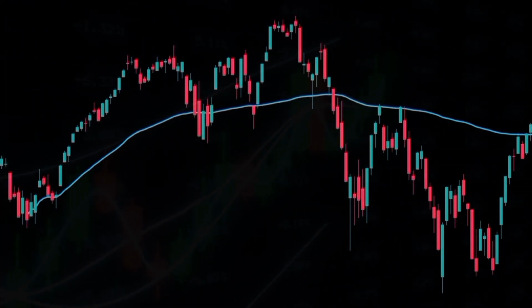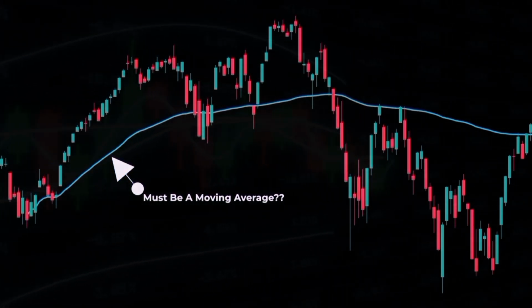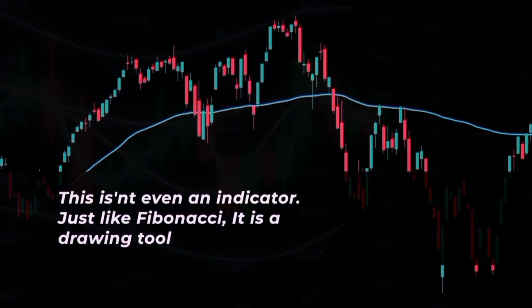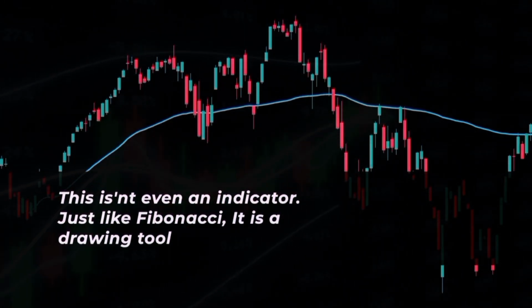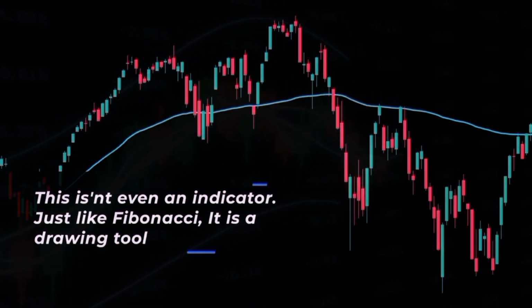Now, I know what you're thinking. It must be a moving average with some complex calculations. But I promise you it's not. In fact, it isn't even an indicator. Just like the Fibonacci retracement, this is a drawing tool.